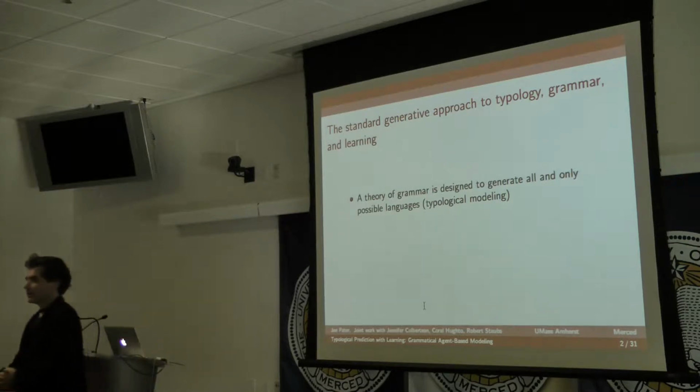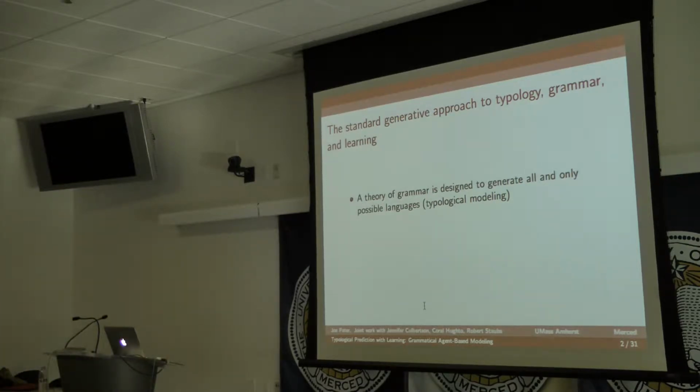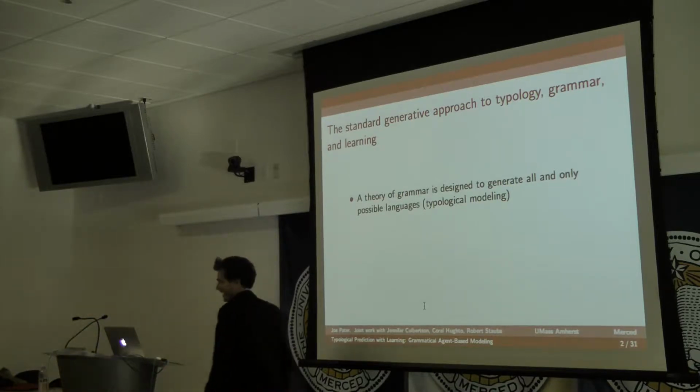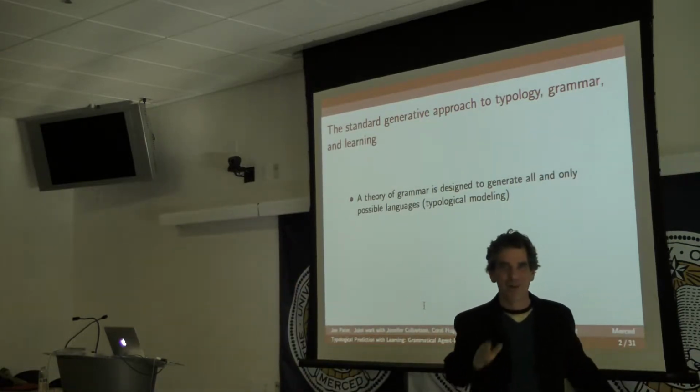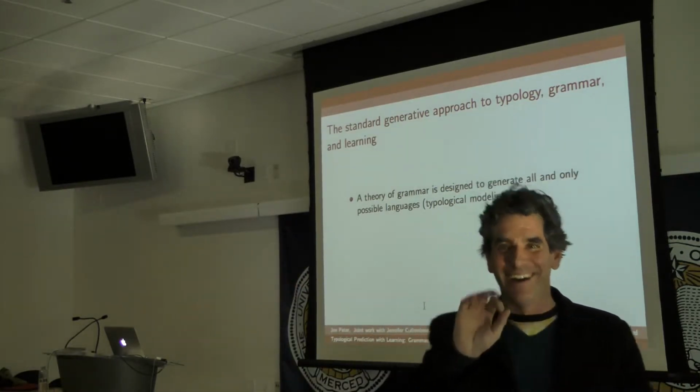So when generative linguists are modeling typology, and by modeling typology I mean they're creating systems that can represent any of the world's... I just remembered this camera, can I go this far? No. That's a shame. So I'm stuck from here to about here, right? Okay. I can come as close as I want.